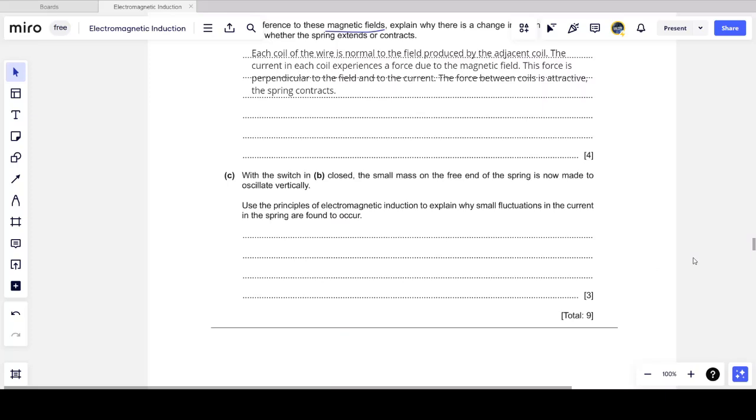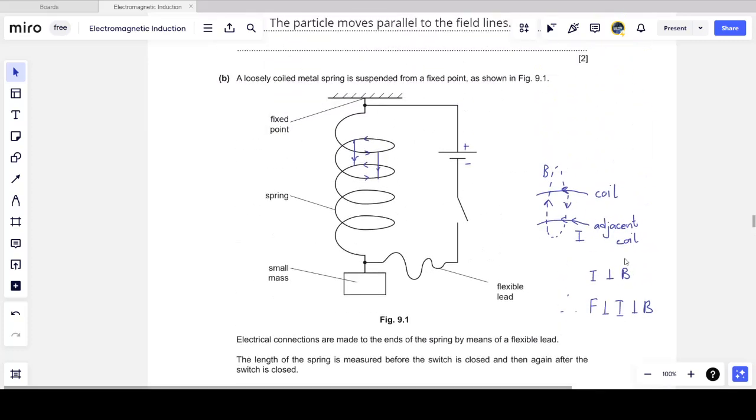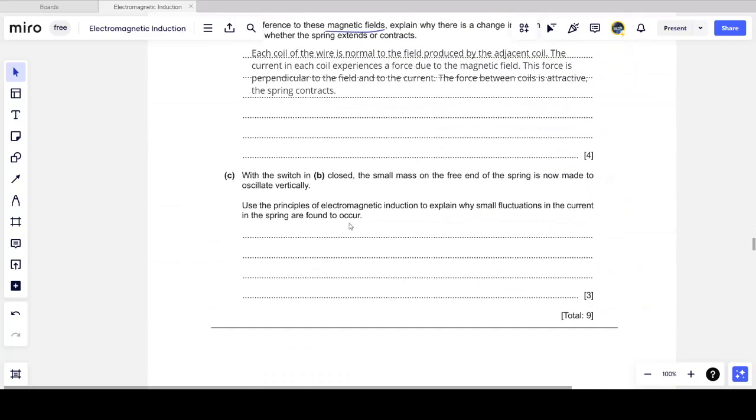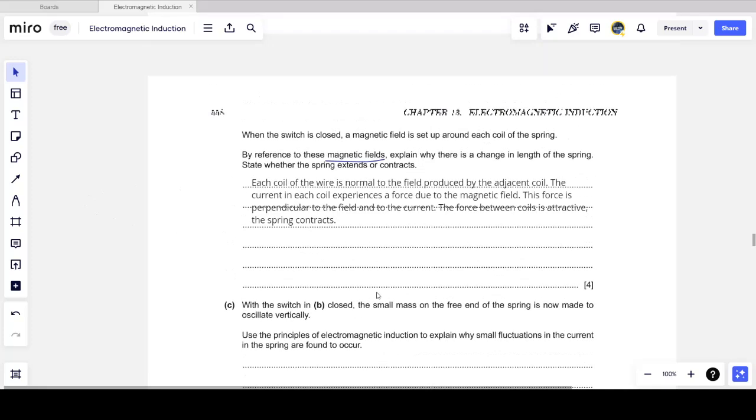Now the next question says, with the switch in B closed, the small mass on the free end of the spring is now made to oscillate vertically. So now we close the circuit, but we make the mass oscillate. Initially the mass was just stationary, but now the mass oscillates. And we are told to use the principles of electromagnetic induction to explain why small fluctuations in the current in the spring are found to occur. We don't know what the small fluctuations are, but apparently the current in the spring is going to change very slightly. So how is this going to happen?